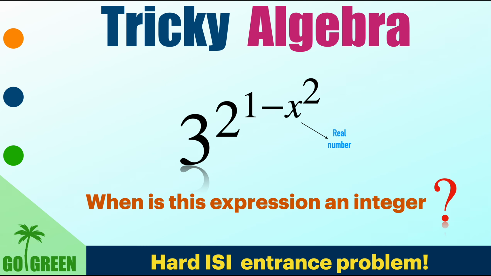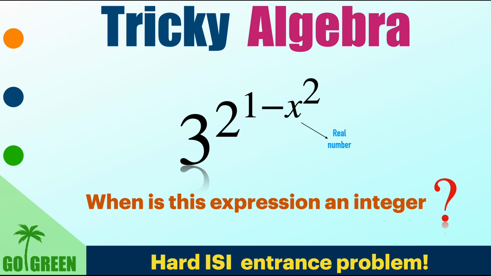Hello everyone, in this video we are going to study the expression 3^(2^(1 - x²)), where x is any real number, and this expression turns out to be really tricky. Why, we'll see. The question here is, for how many values of x does this expression give you integer numbers? There are some obvious guesses for x.